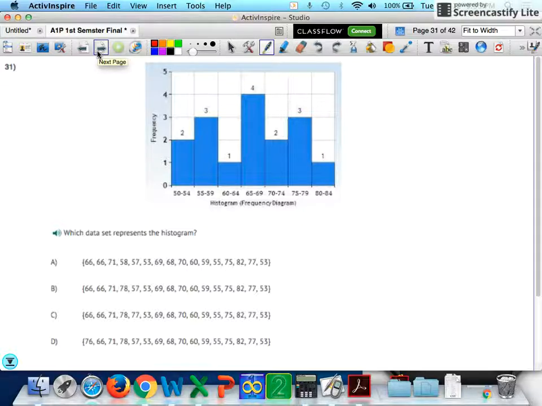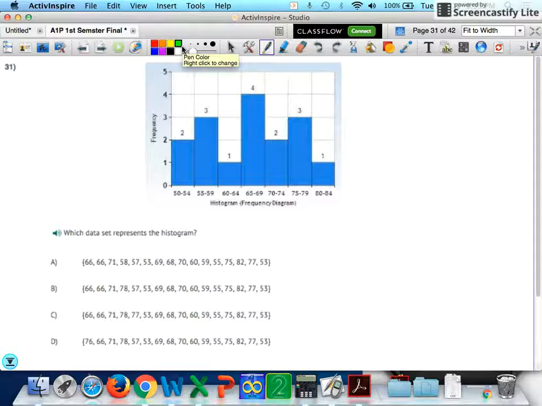31 is a time-consuming problem, and that's what it's here for, guys. There's two ways to do it. One, you can type each of these sets of data in your calculator. You can stat plot them. Do a stat plot of a histogram with the right frequencies to make sure it matches. Even then, it's hard to tell the heights of the different bars. Personally, the best way I would go about this one is just check them all one by one.